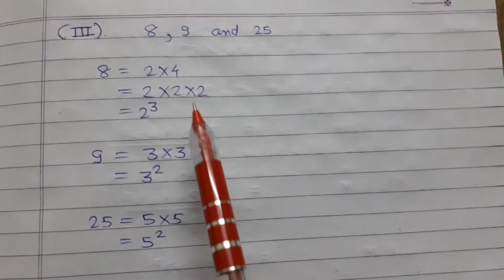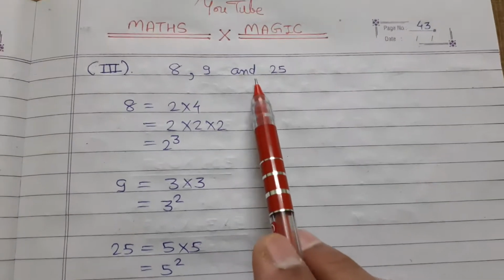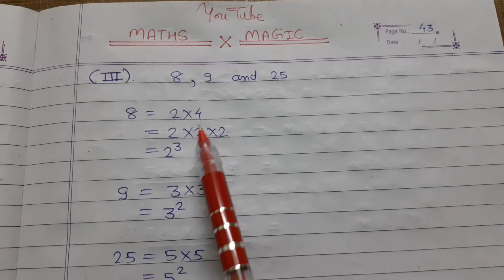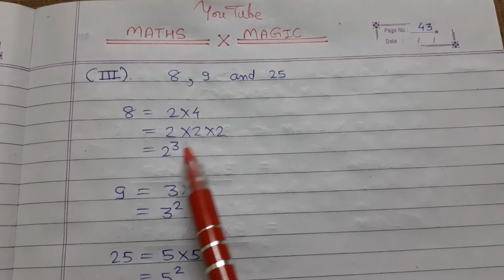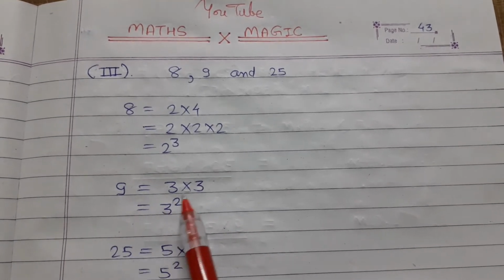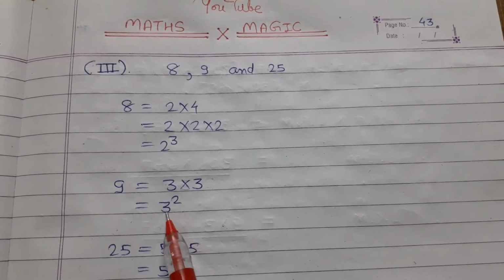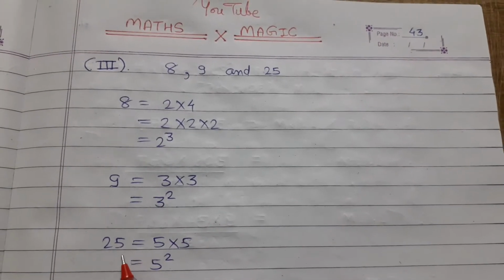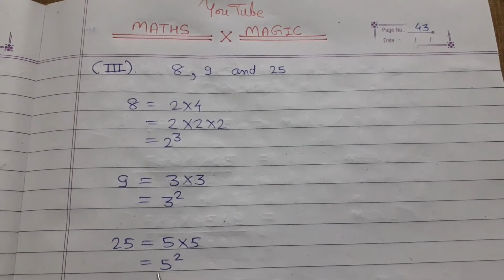Question number 3, sub question 3: 8, 9 and 25. So 8 is the multiplication of 2 into 4. Factors of 4 are 2 into 2. Here 2 comes 3 times, therefore 2 raised to 3. Factors of 9 are 3 into 3, that is 3 square. 3 comes 2 times, therefore 3 raised to 2. Factors of 25 are 5 and 5. 5 comes 2 times, therefore 5 square.